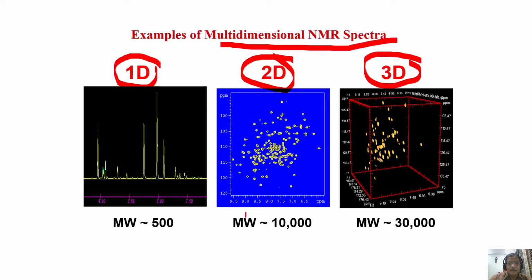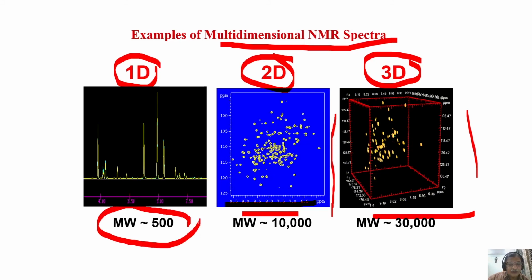Here in 2 dimensions, you can have one frequency domain here and another here. In 3 dimensions, one here, one here, and one in this direction. And this is something written here. The molecular weight is up to 300. 1D is very easy to handle, up to a molecular weight of 500. Very easily you will get it.